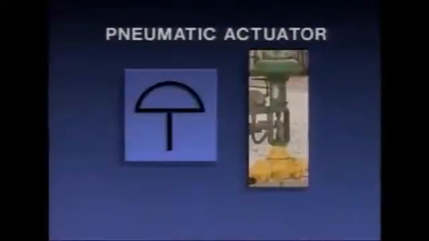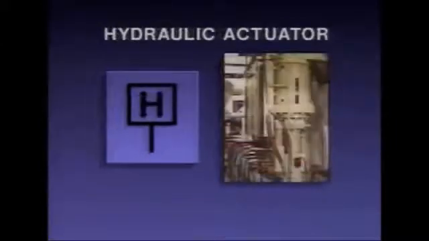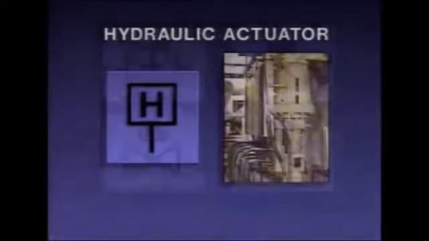The symbol for a pneumatic actuator resembles the side view of an actuator. The other symbols consist of a box containing a letter designation. Some common designations are M for motor, S for solenoid, and H for hydraulic.